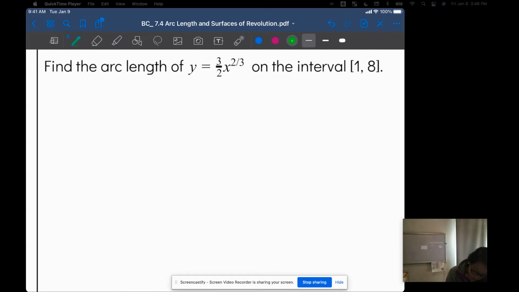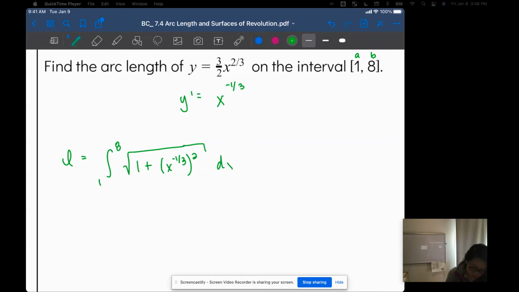I can already see my bounds, a to b is 1 and 8. I'm going to take my y prime, because I know I'm going to need that later. So 3/2 times 2/3 is 1. Then I have x, decrease the degree by 1, so to the negative 1/3. Now we can find our arc length, which is the integral from 1 to 8 of the square root of 1 plus x to the negative 1/3 squared dx.